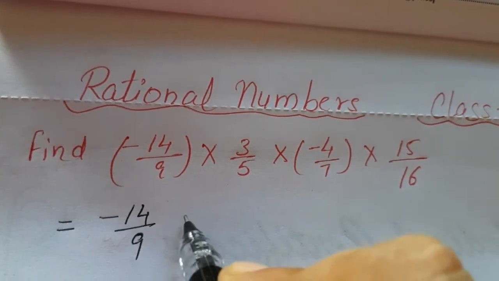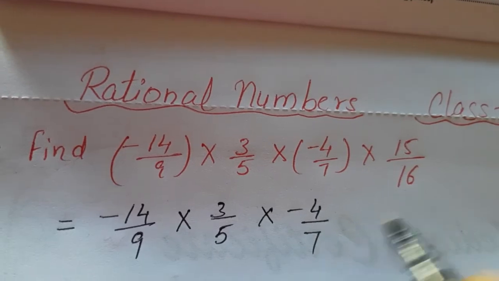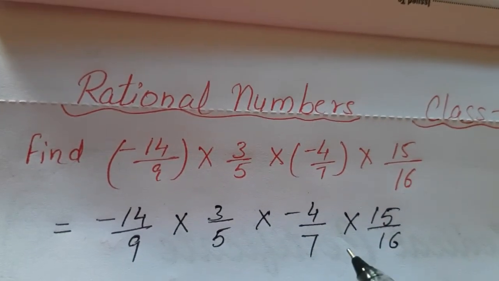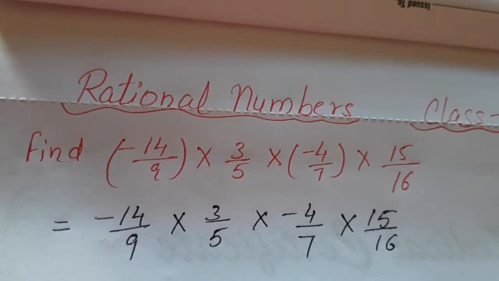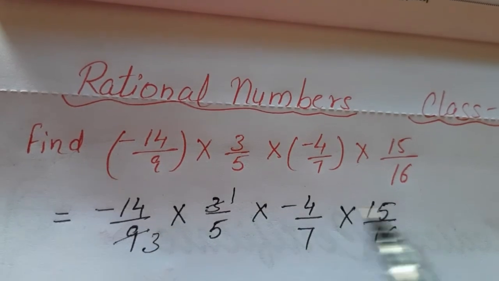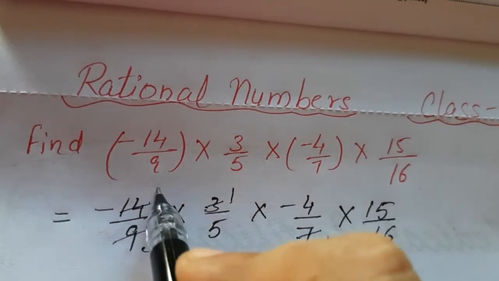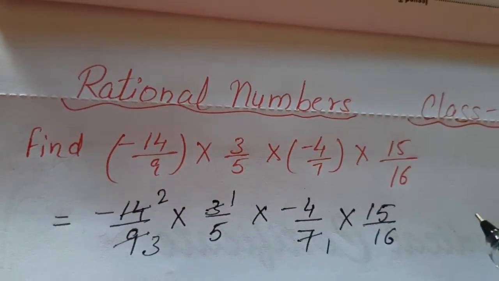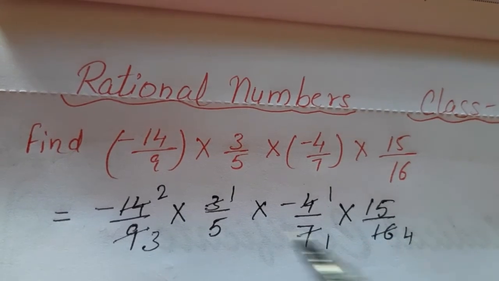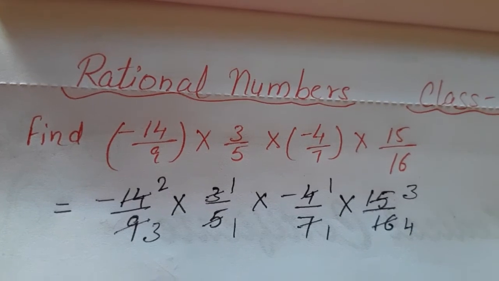It will become minus 14 by 9 into 3 by 5 into minus 4 by 7 multiply by 15 by 16. Now we will do the cancellations. Let us start with 3 and 9. 3 ones are 3, 3 threes are 9. Next will be 7 ones are 7, 7 twos are 14. Now 4 and 16. 4 ones are 4, 4 fours are 16. 5 and 15. 5 ones are 5, 5 threes are 15.